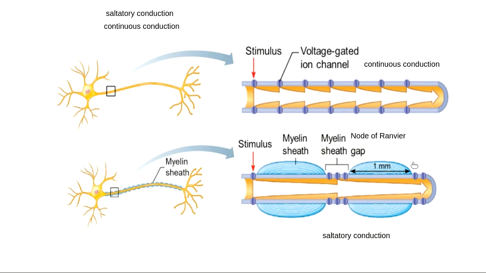So what I do on a neuron that has myelin is saltatory conduction. The only places that I have to open voltage-gated sodium channels and then close them and then open voltage-gated potassium channels and close them, I only have to do it at these particular locations. That allows my message to go more quickly. That helps me to do what's called saltatory conduction.